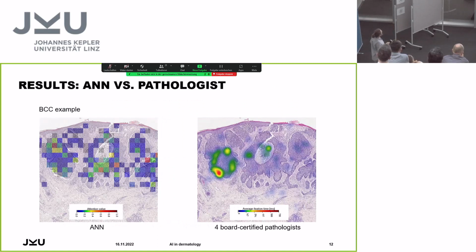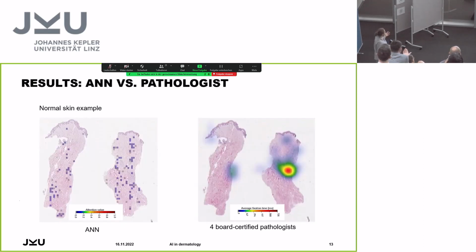We also wanted to know whether pathologists and neural networks have the same features that they look at for diagnosing, and so we carried out an eye tracing study with pathologists, and as you already can see, the eye traces of the pathologists are pretty different to the attention map of the neural network. And that's another example of normal skin.